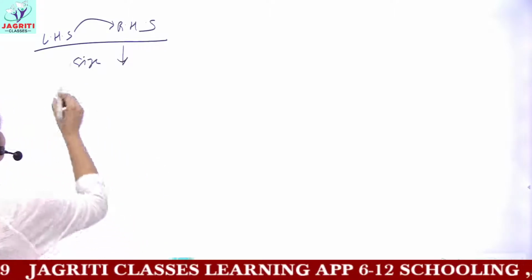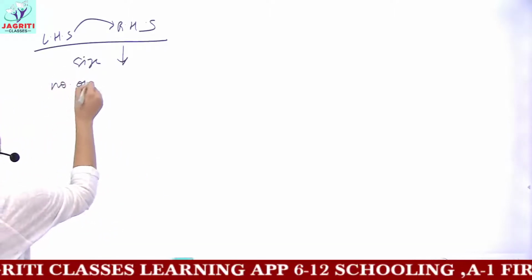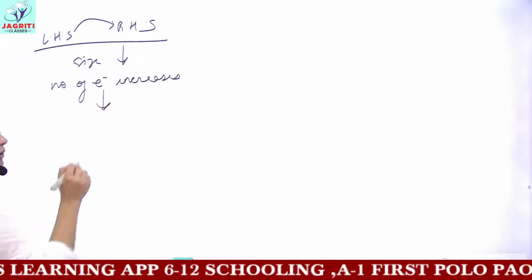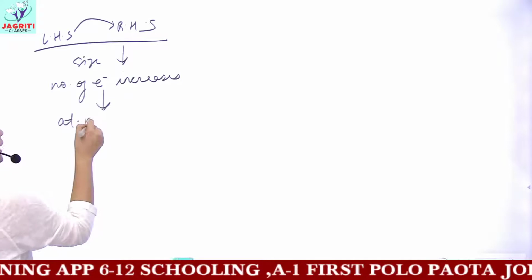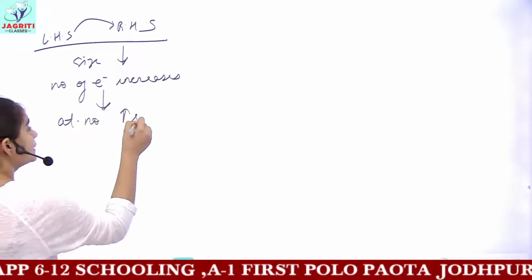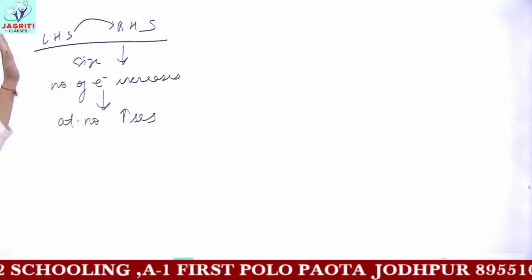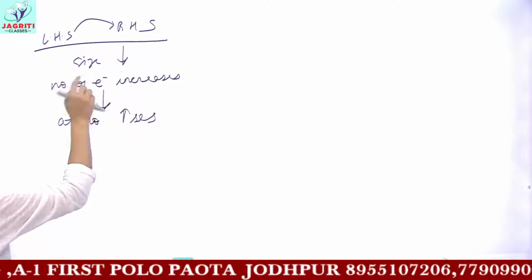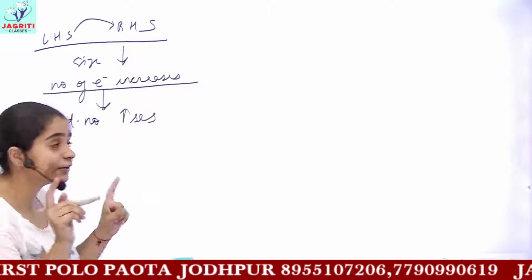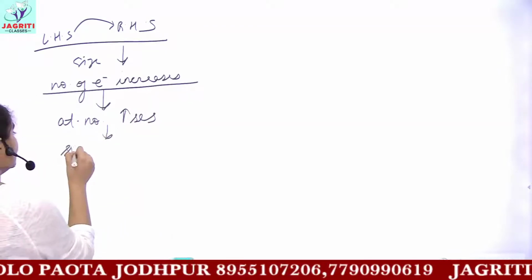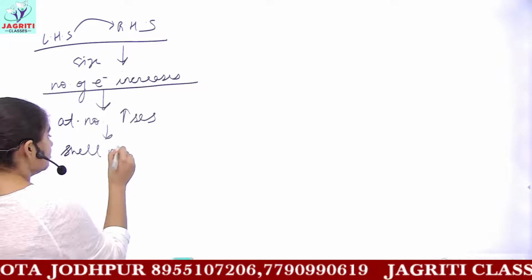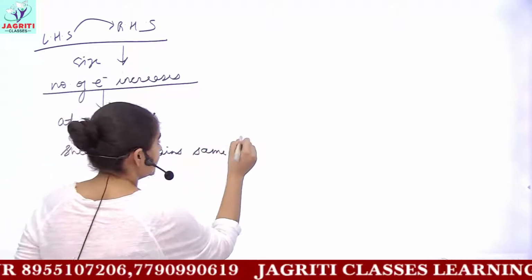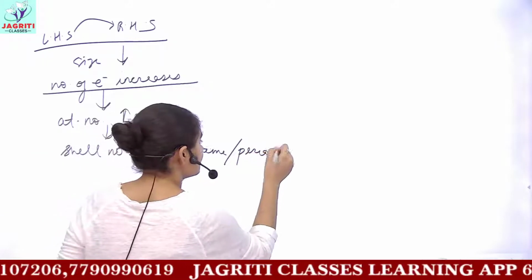The reason is because the number of electrons increases. Why does the number of electrons increase? Because your atomic number is increasing. While moving from left to right, atomic number will increase. Atomic number increase signifies an increase in the number of electrons. But we know that the shell number remains the same, or you can say the period remains the same.